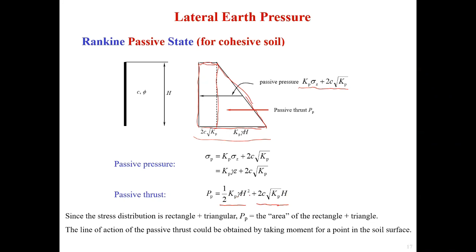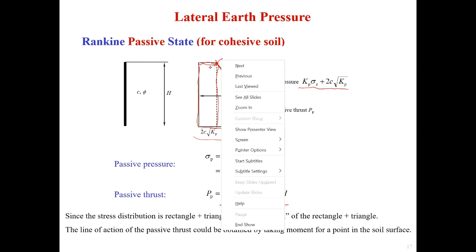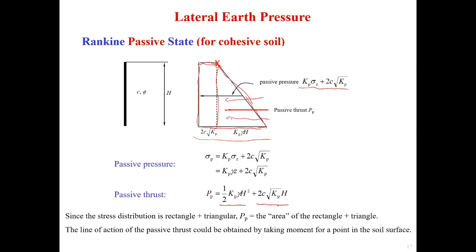And also for some questions, you are required to calculate the line of action of the passive stress, because currently we only know the magnitude of stress. We don't know at which point or which line it is acting on. Is it acting here, or here, or here? So if we are required to find the line of action of the passive stress, we are able to take the moment equivalent about a point on the soil surface.